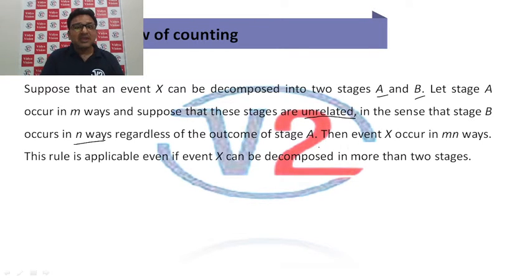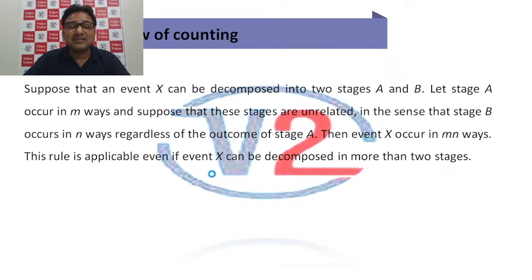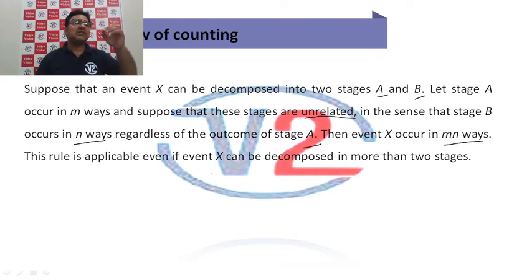Clear? Regard the outcome of stage A. The event X occurs in M into N ways. The rule is applicable even if event X can be decomposed in more than two stages. Clear? Now we can understand this in this manner. We take one example that you can easily understand.